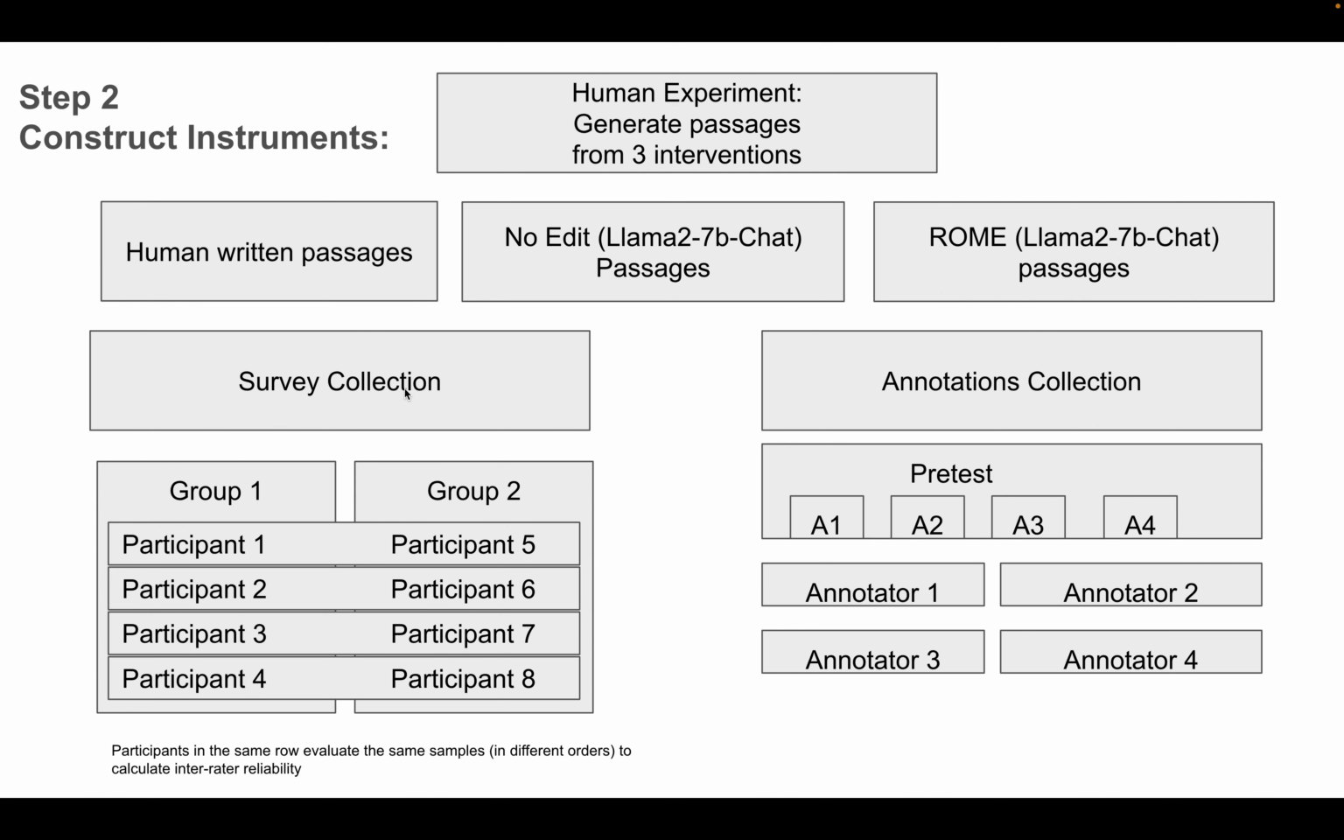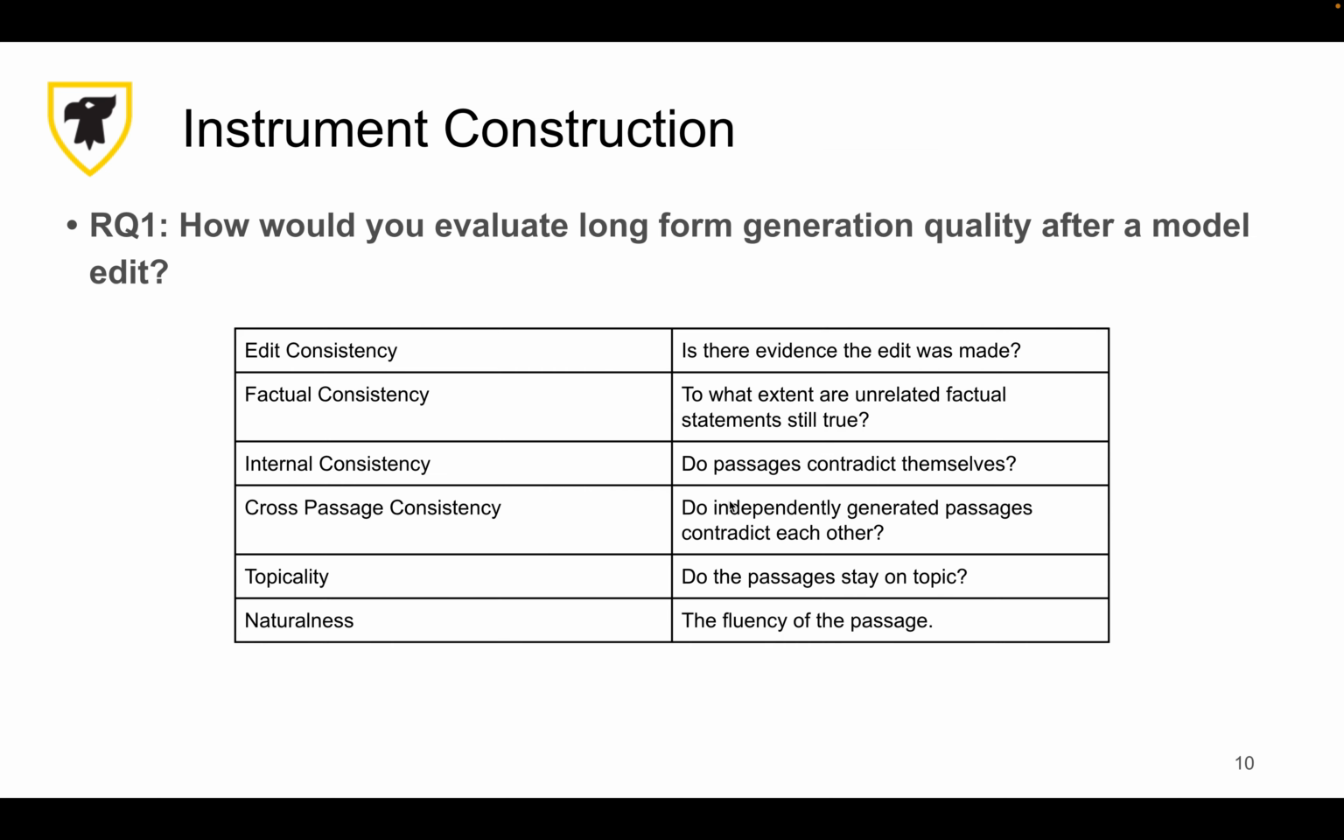Then we did a survey where we asked a number of participants to evaluate the degree to which the edit was reflected in the passages generated by these 3 interventions. Next, we had an annotation setting where we had a number of annotators annotate whether or not the sentences in the generated passages reflected the edit or contradicted the edit. And again, these are the properties in question that we used for our survey.